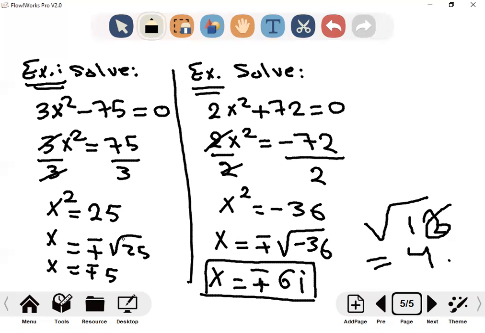Go down to example 7. Focus on example 7. X power 2 equal negative 100. Then x will be plus minus square root of negative 144 which is plus minus what? 12i. Look below: x equal negative 12i.